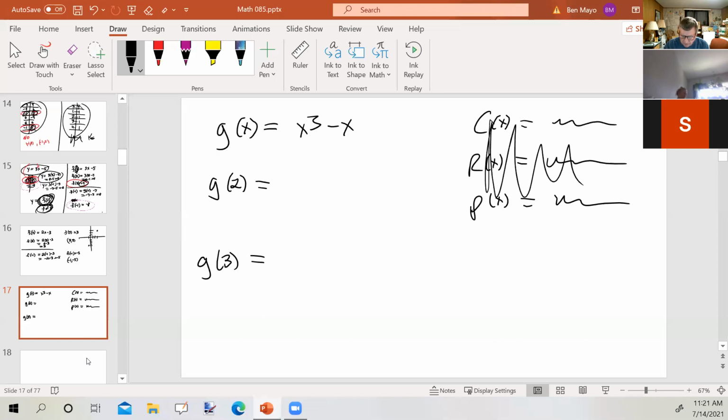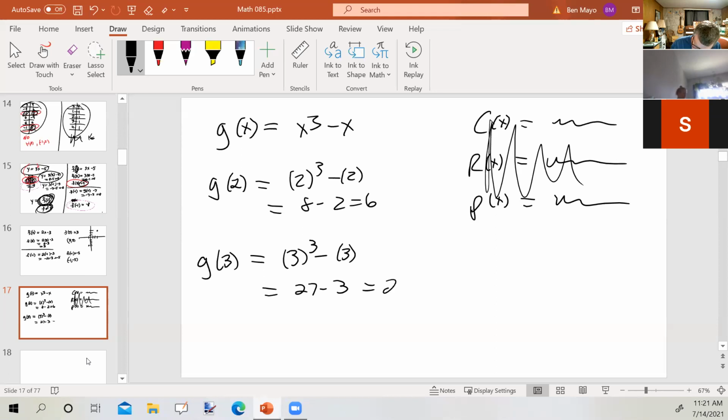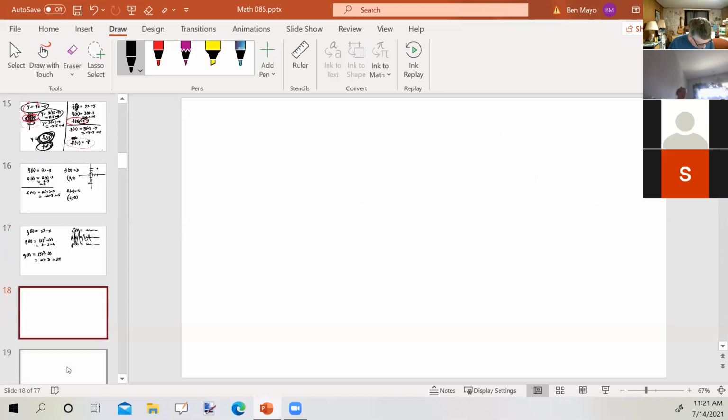Okay. So G of 2 is 2 cubed minus 2, which is 8 minus 2, which is 6. G of 3 is 3 cubed minus 3, which is 27 minus 3, which is 24. Okay. Any questions about that? All right. How about this one?